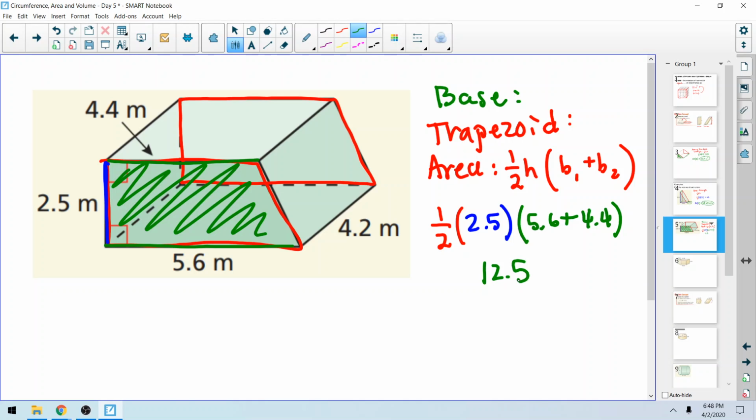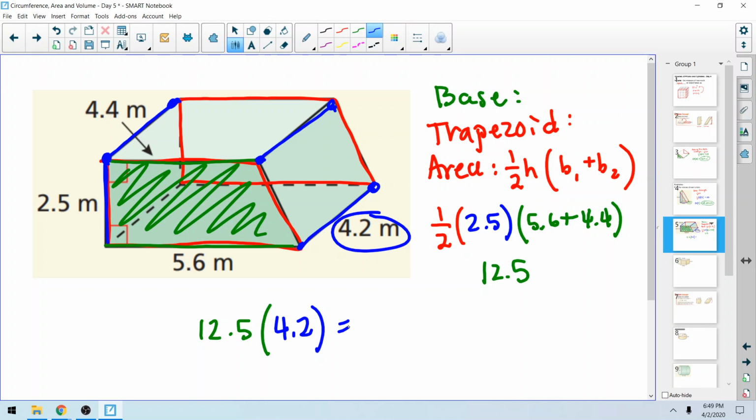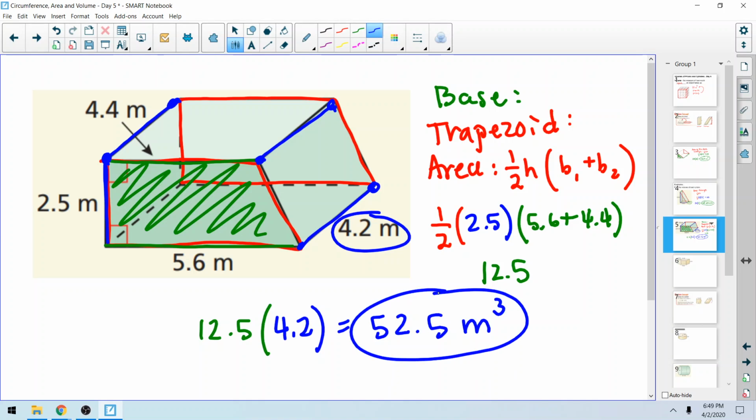So the area of the base is 12.5 times the height of the prism. Now remember, the height is the distance between the bases. So we have to get from the base to the base, from the front to the back, 4.2. So we're going to take 12.5 times 4.2, which is 52.5 meters cubed.